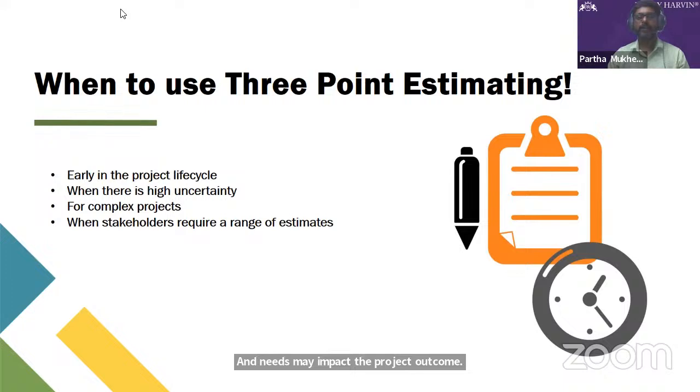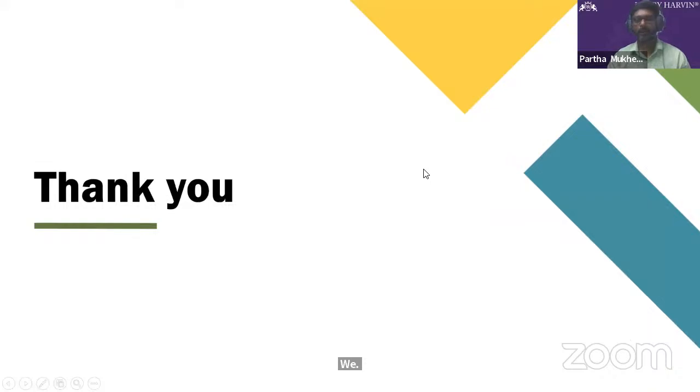The reason 3-point estimating is very powerful when we apply it to complex projects, right? Where we are going to handle multiple variables of uncertainties. And when stakeholders require a range of estimates, right? So 3-point estimates can provide a range of estimates which can be useful for the stakeholders who need to understand the potential risk and the project uncertainties associated with the project. So that's the reason we can come up with the estimations and use the estimation techniques.